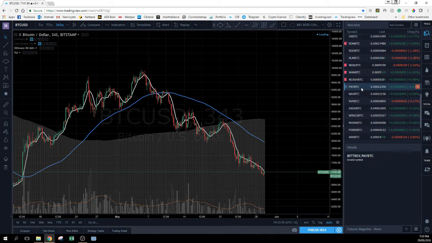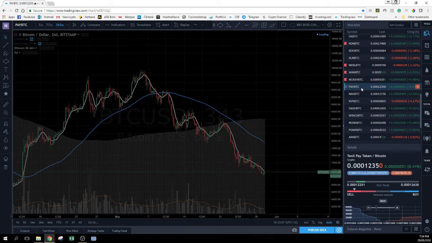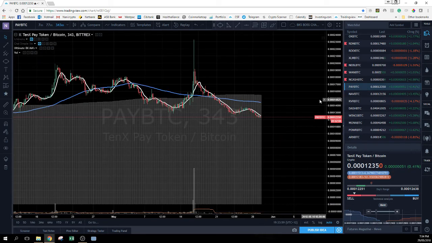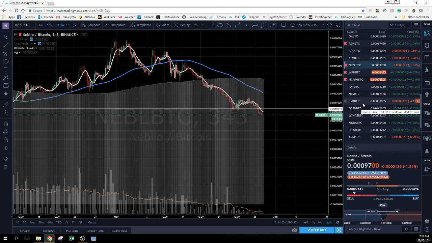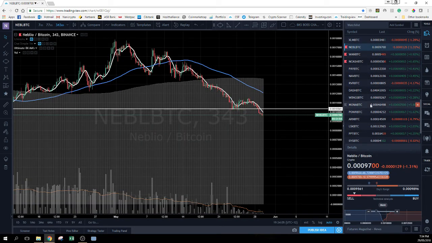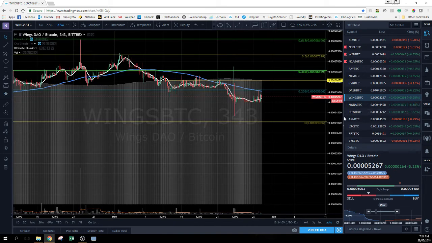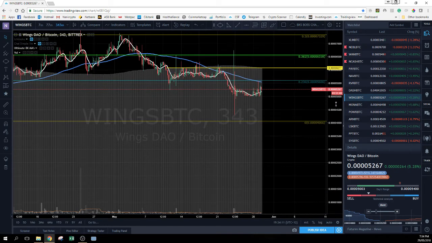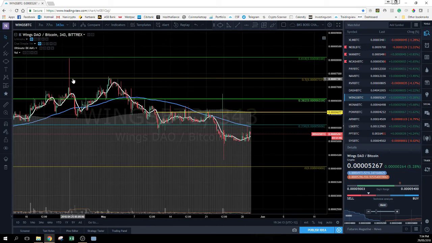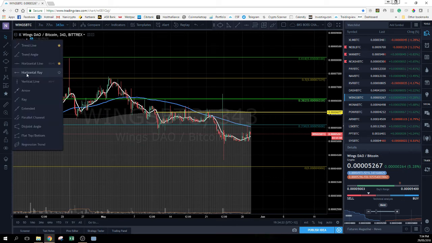I think pay was one. Nope. So the reason I wanted to show you one is because there's another kind of, I guess, trending line. Here we go. Here's one called a horizontal ray. Now this one isn't relevant anymore, but we'll use it as an example. It's just this one right here. So it's called horizontal ray.